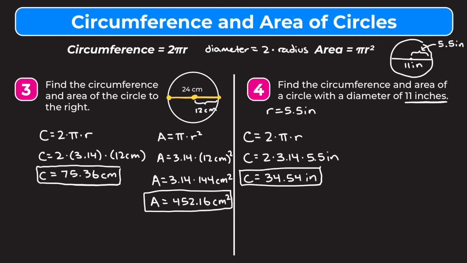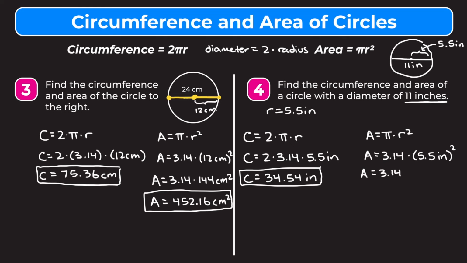And now moving on to area. We know the area is equal to pi times r squared. So we're going to plug in 3.14 for pi. We're going to plug in our radius of 5.5 inches, and we want to put the units in there so we don't forget them. So 5.5 inches squared. And now we want to simplify that 5.5 inches, that whole thing squared.